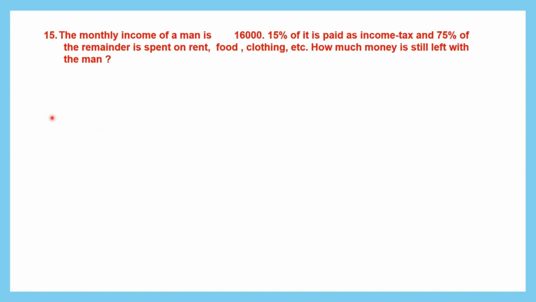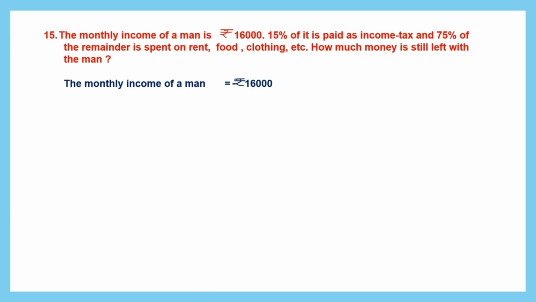Lesson 15. The monthly income of a man is 16,000 rupees. 15% of it is paid as income tax and 75% of the remainder is spent on rent, food, clothing, etc. How much money is still left with the man? That's the question. So let's begin by saying the monthly income of a man is given to us, and that is 16,000 rupees.